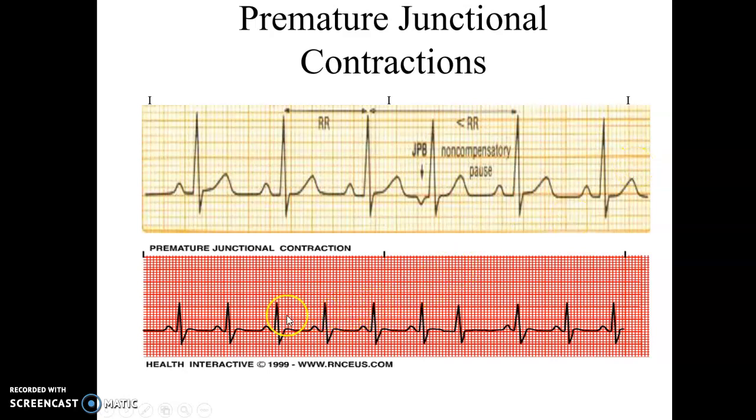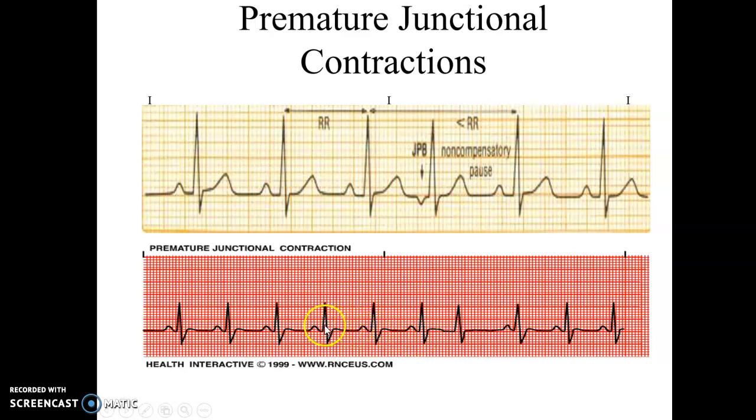Now here in this example, again, I look at regular. It's R to R to R to R to R, and it looks regular, and then this beat here comes early, it's premature. Then it goes back to a regular spacing. My rate here looks like it's 1, 2, 3, 4, 5, 6, 7, 8, 9, 10, so a rate of 100. And I'm going to look at what I have without that premature beat.